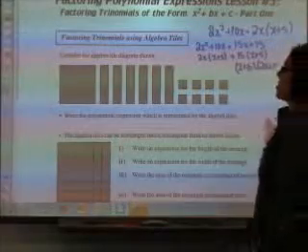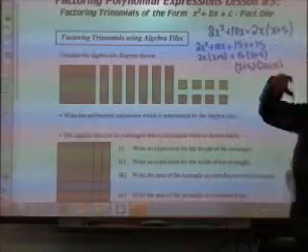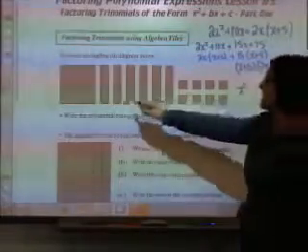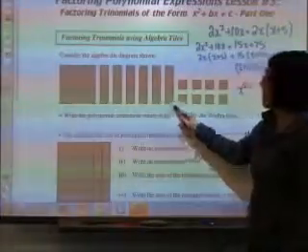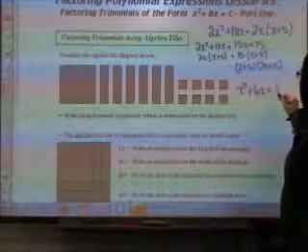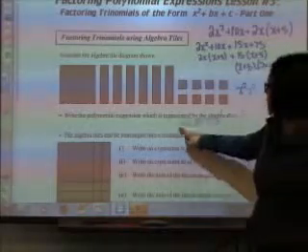What we're going to do now is factor trinomials. So we're going to take a trinomial of x squared plus bx plus c. So something like x squared plus 6x, and we're going to break it down into this product of two binomials.